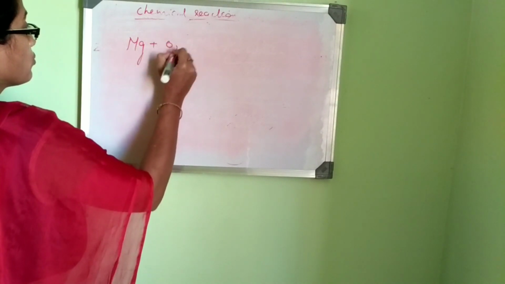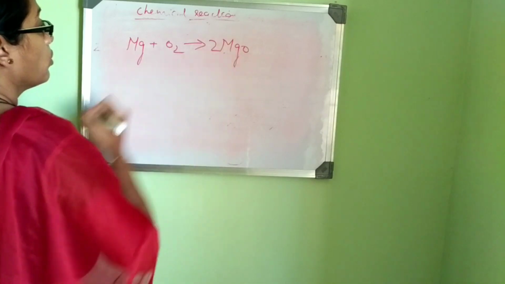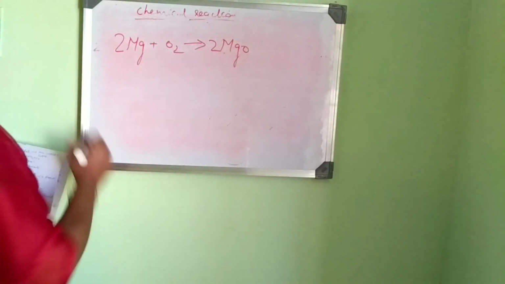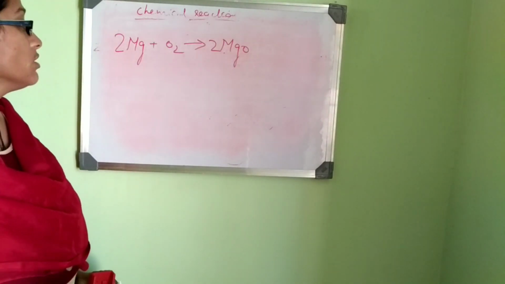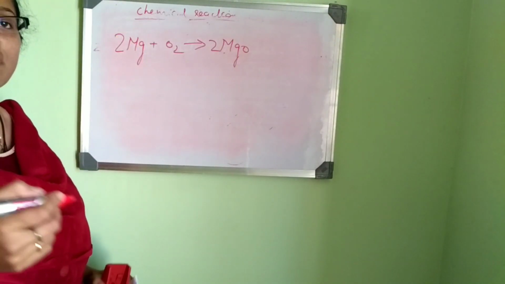Mg plus O2 gives rise to MgO. So you can see that this is not a balanced equation. So we'll have 2Mg plus O2 gives rise to 2MgO. The balancing of equations will be taken up in the next sessions.